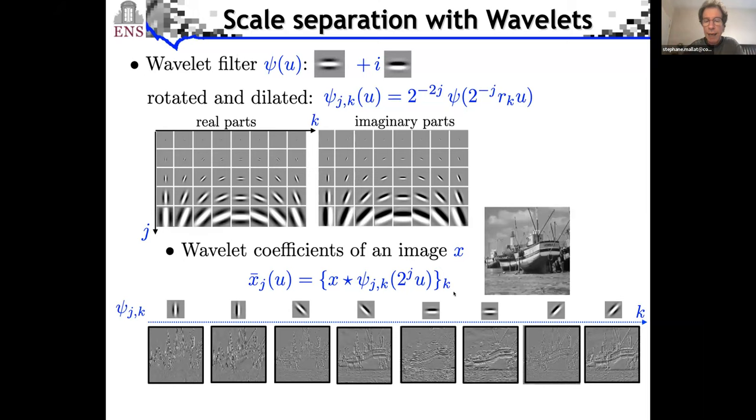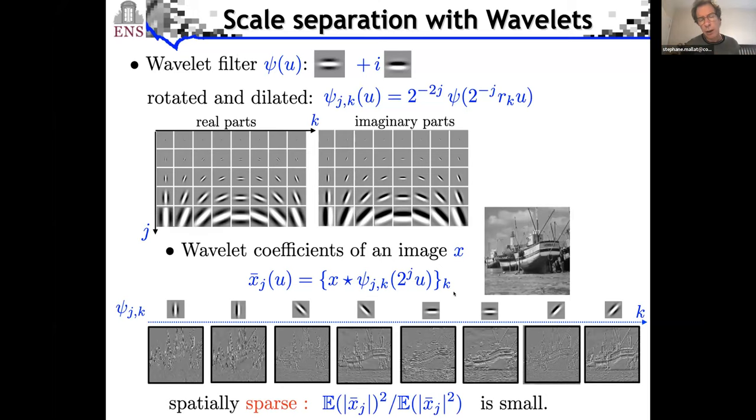Now, one key observation that people have made since the 90s is that by doing so, you obtain a very sparse representation. In other words, most coefficients are zero despite edges, which you can see by looking at the first order moments. The ratio between first to second order moments is small, which expresses this sparsity property.